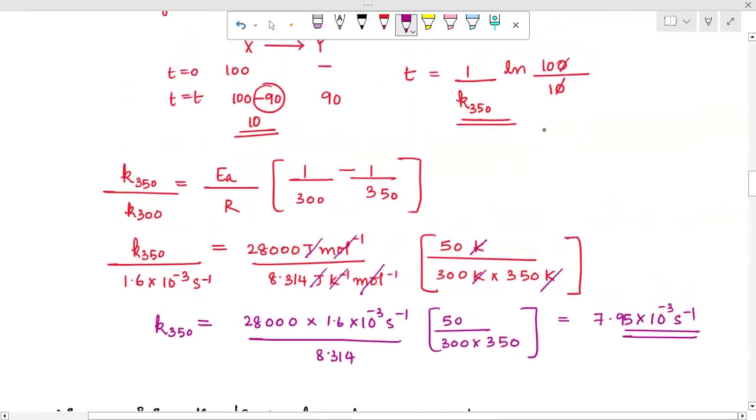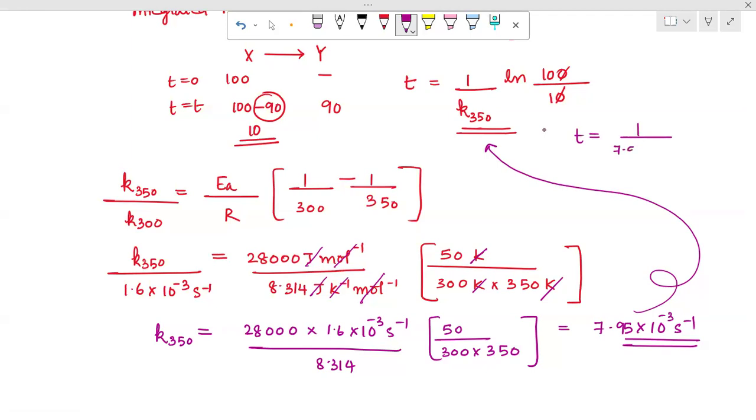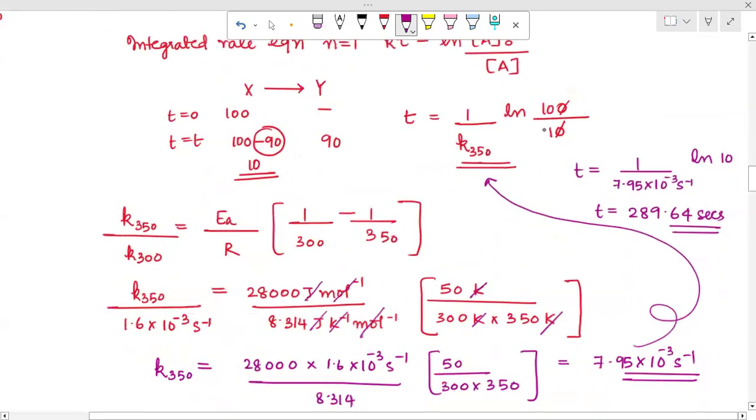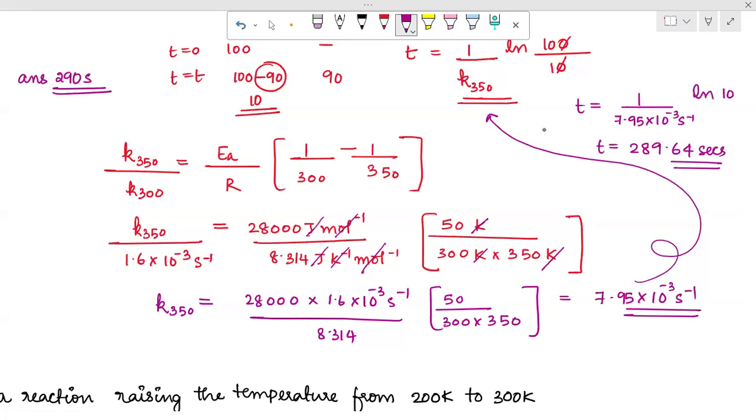Now you have got the rate constant. You plug it over here. That's all. So the time required is 1 by 7.95 into 10 to the power minus 3 per second, ln of 100 by 10 is ln 10. So the answer that I'm getting is 289.64 seconds. And in the question, they have asked us to approximate it to the nearest integer, that means without any decimal points. So if I round this off, my final answer is 290 seconds.